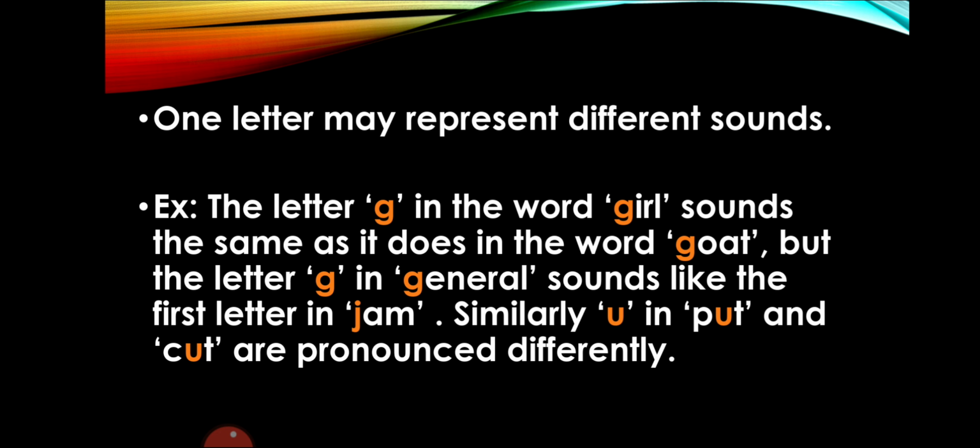One letter may represent different sounds. For example, the letter G in the word girl sounds the same as it does in the word goat. But the letter G in general sounds like the first letter in jam. Similarly, the letter U in put and cut are pronounced differently. That means there is no single letter correspondence.